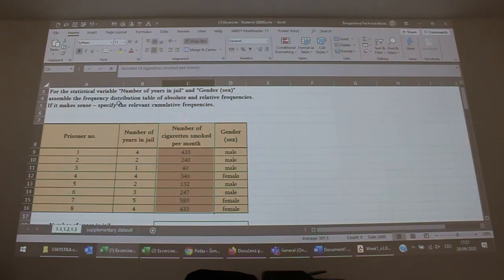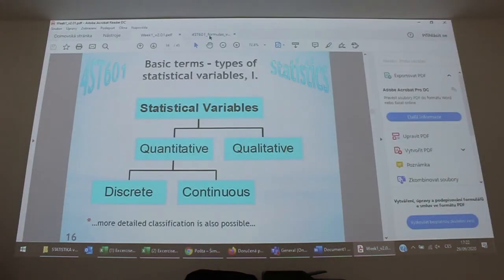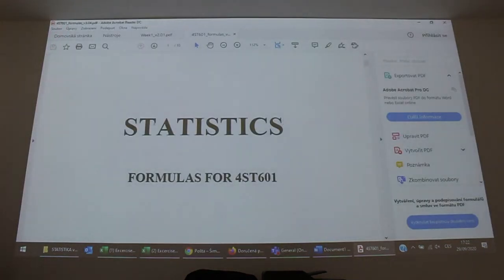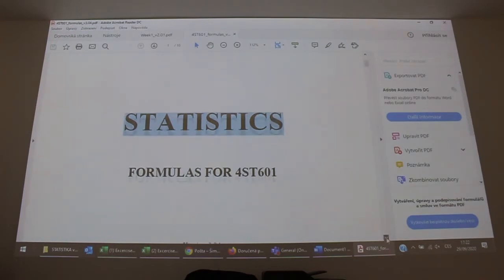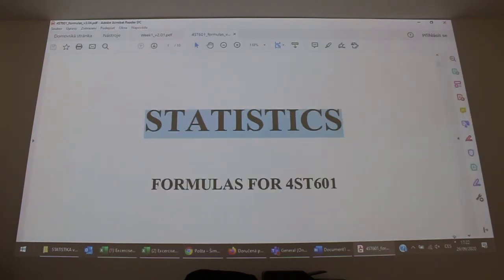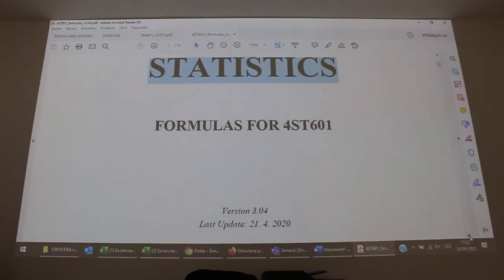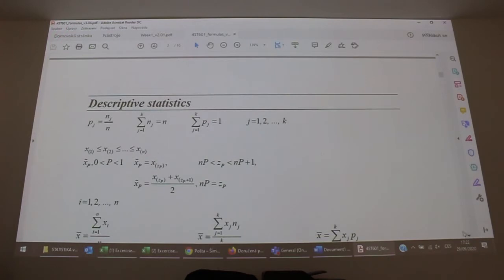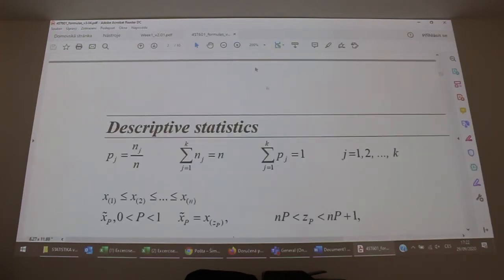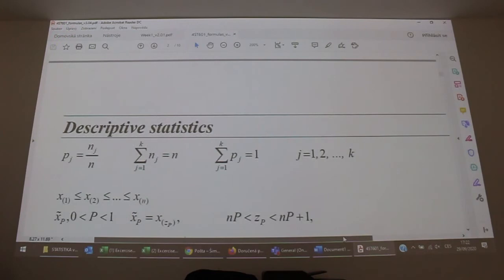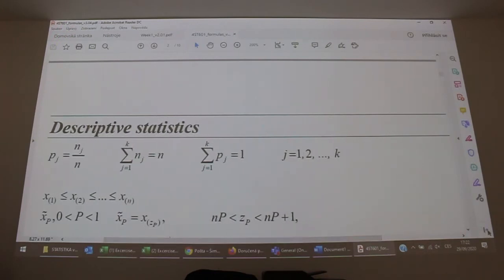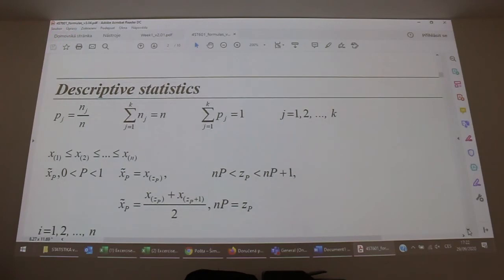We would like to assemble the frequency distribution table of absolute and relative frequencies. What is it? Absolute and relative frequency. You have formulas. Yes, Mr. Hellman provided formulas for you, formulas for 4ST601. So you can scroll down in this document, and we will start not only today but also next week. Yes, we will start with descriptive statistics.